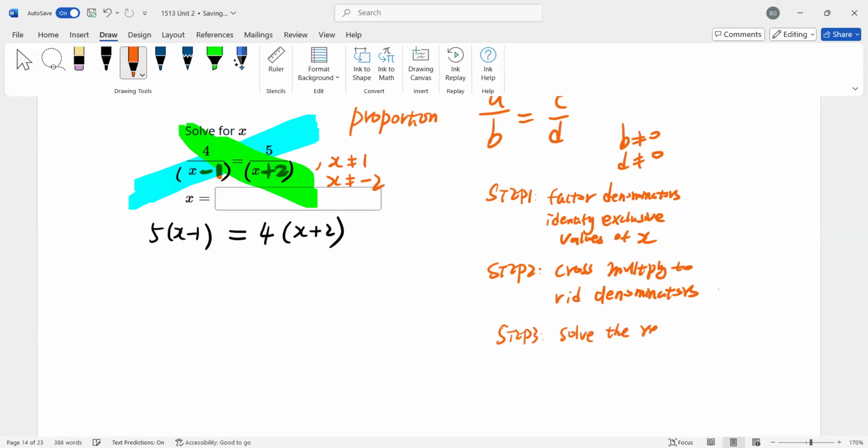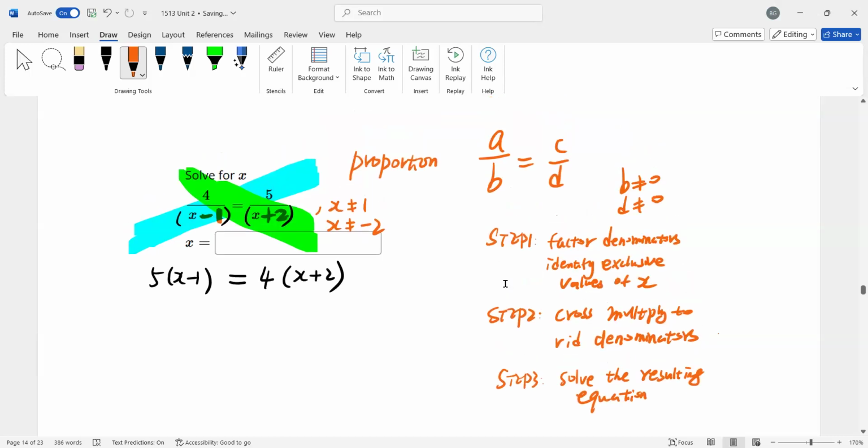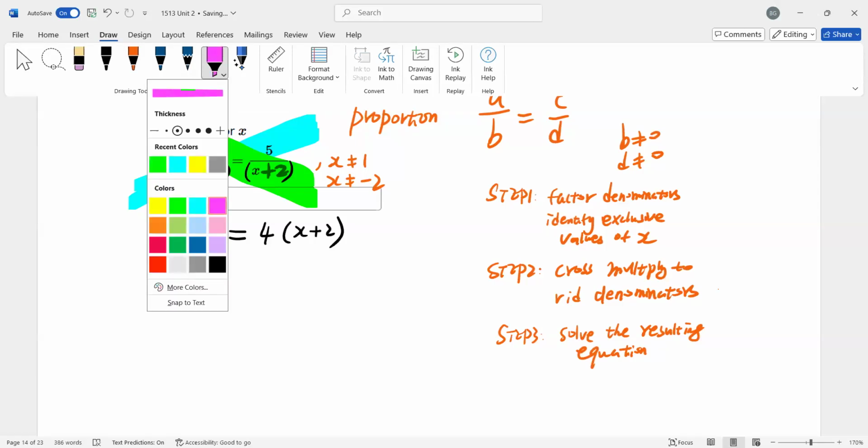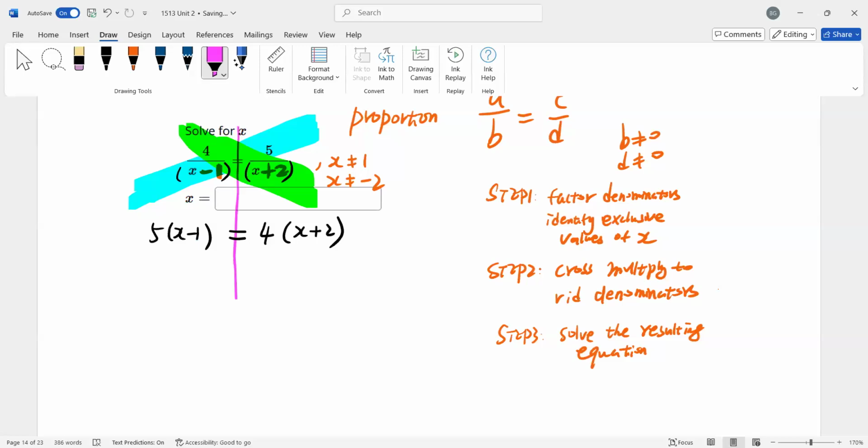Step 3, solve the resulting equation. When you learn mathematics, what do you actually learn? You learn those things I'm trying to sell to you. You don't come up with something else, or you need to treat those things seriously. Okay, I forgot to do the line, the imaginary line.